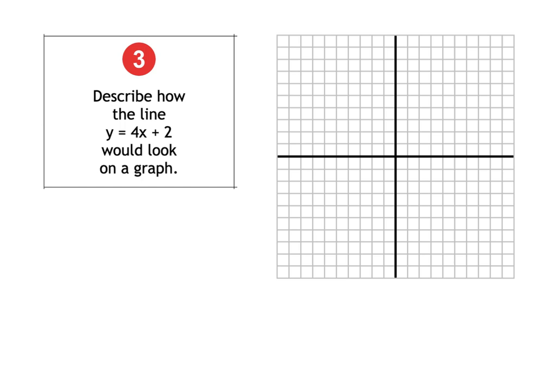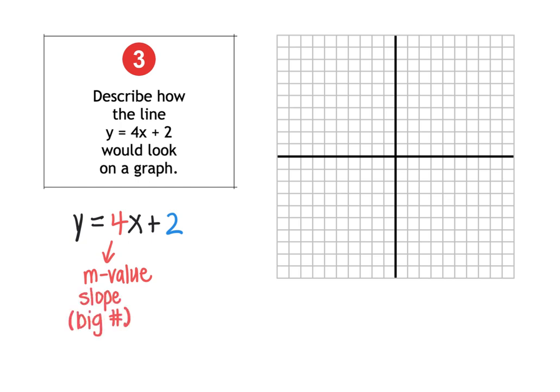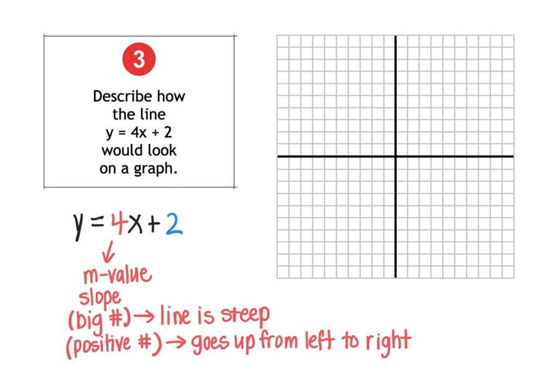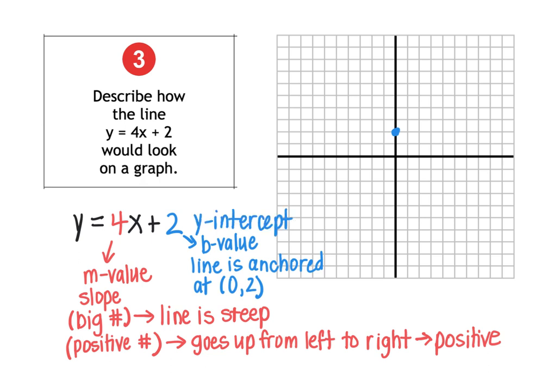This question asks us to describe the line y equals 4x plus 2 and how it would look on a graph. Looking at this equation, we can see that the m value, or the slope, is 4. This is a pretty big m value, so this means that the line is going to be steep. It's a positive 4, so we know that the line is going to be going up from left to right, or have a positive correlation. The plus 2 at the end is our b value. This tells us that the line will be anchored at positive 2. So the y-intercept will be positive 2, and the slope will be up 4 and over 1. We can see by the graph that this line is really steep and that it does in fact have a y-intercept of 2.